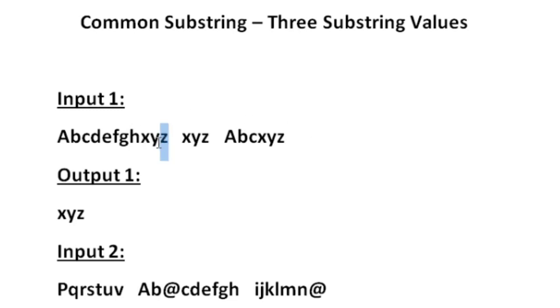And here XYZ is the longest and common for all the 3 strings. So we are printing XYZ as our output. Now let us see how we are printing this value XYZ. So first let us find all the common substrings. In all the 3 strings S1, S2 and S3, X has occurred. So X is a common substring.